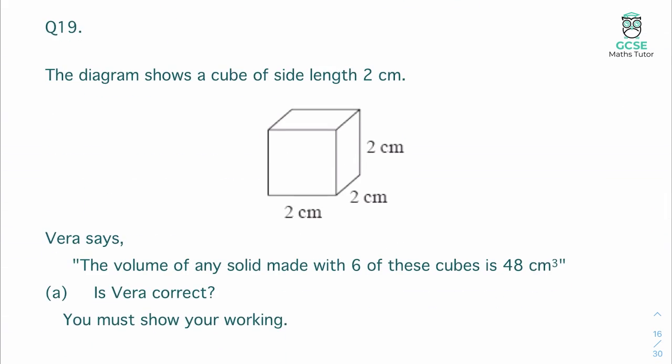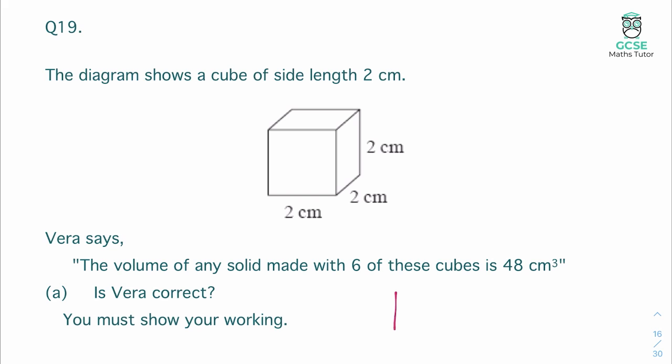So we have a cube. The diagram shows a cube of side length 2. Okay, so we have the volume of any solid made with 6 of these cubes is 48 centimeter cubed. Is Vera correct? You must show your working.